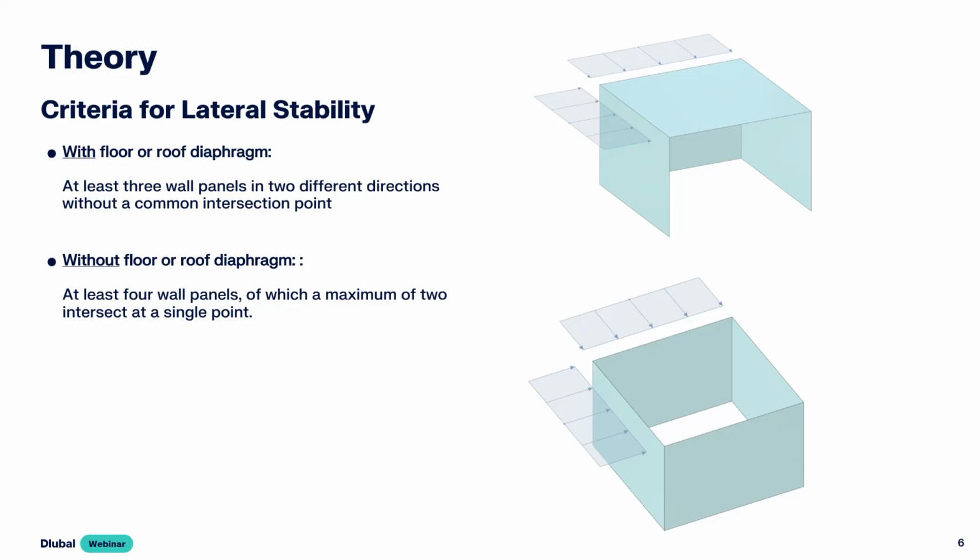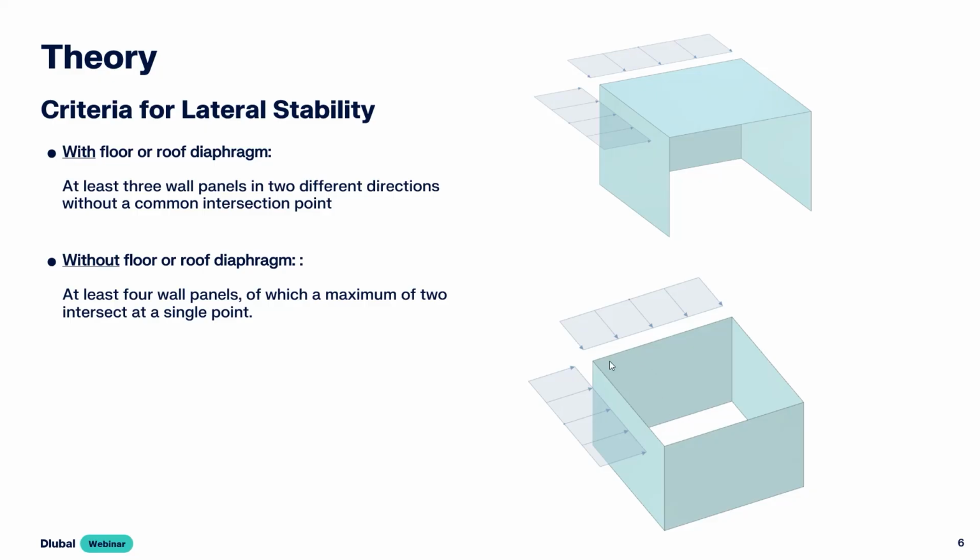Okay, here are a few minimum criteria for lateral stability. We distinguish between with roof or floor diaphragm and without. When we consider a floor or roof diaphragm, we need at least 3 wall panels in 2 different directions with a common intersection point. So we have 3 walls, and we have here 2 intersection points. It's clear that this will work. Without any diaphragm, we need, of course, 4 walls, of which a maximum of 2 intersect at a single point.